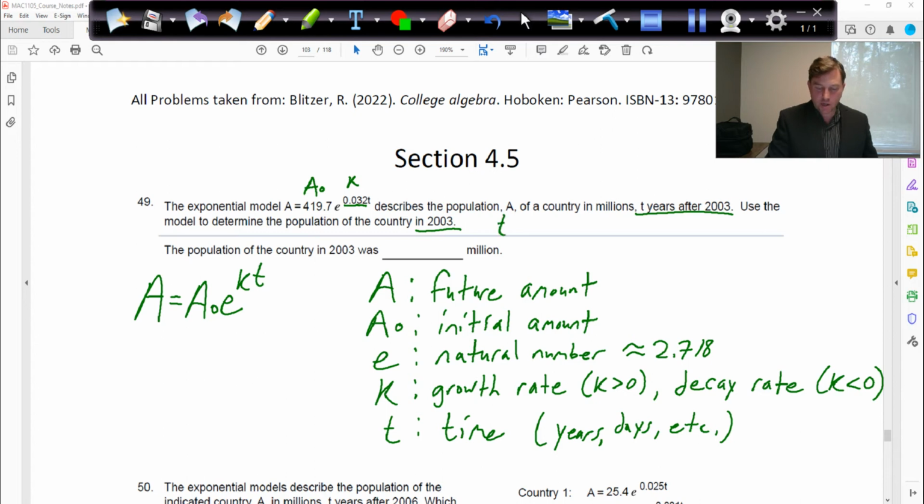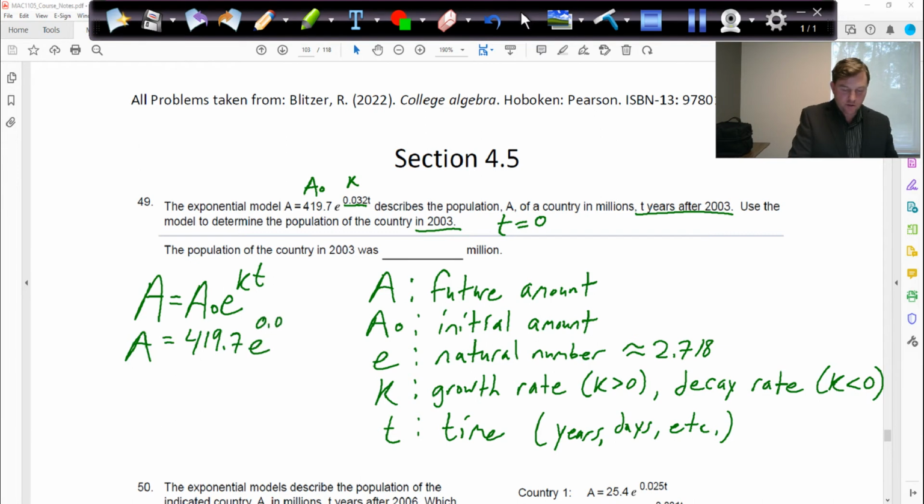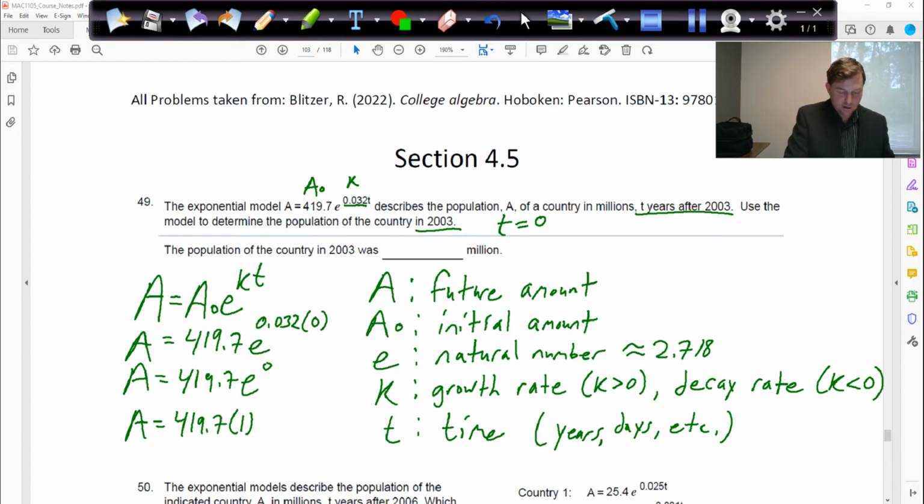So this is the unique case where time is 0. We haven't passed a year yet, so let's see what the model will do. The future amount is going to be the starting amount, 419.7 e to the 0.032 times time, but time is 0. So this is going to give us 419.7 e to the 0, but any number to the 0 is just 1. So this is 419.7 times 1, which is just 419.7.